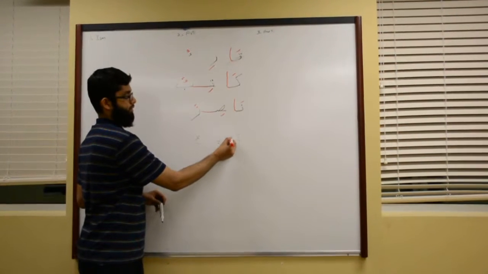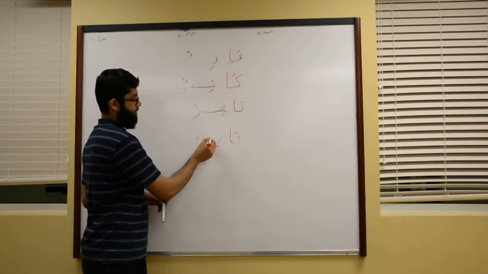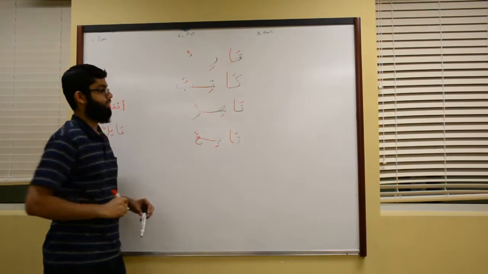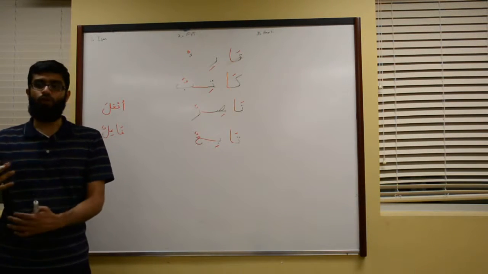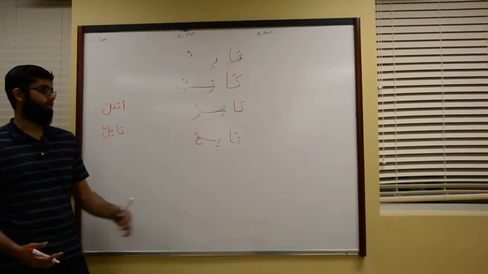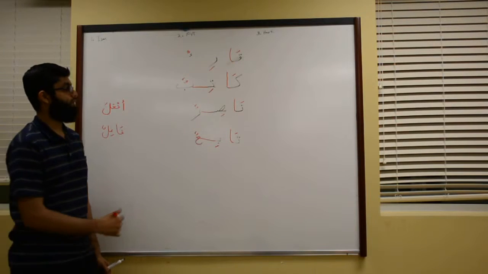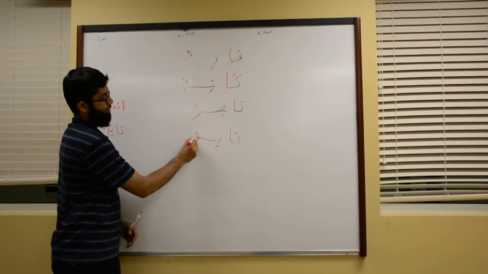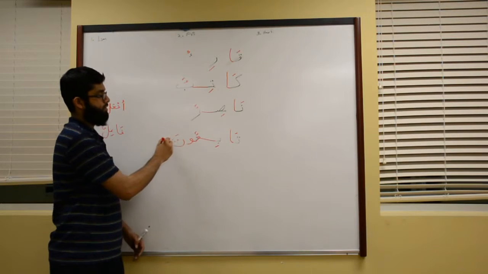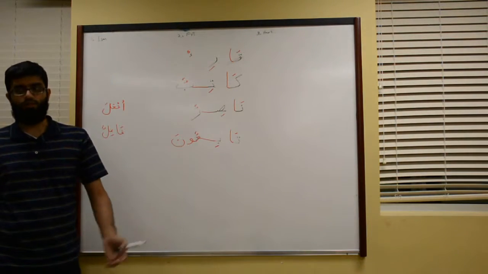Tabi'un. Oh, that's one of them. This is like a very common word. Tabi'un is the name that we give for what? The people who followed the companions, so they're called the tabi'un. How do you make it plural? Tabi'un. This is just the follower, and this is just making it plural.